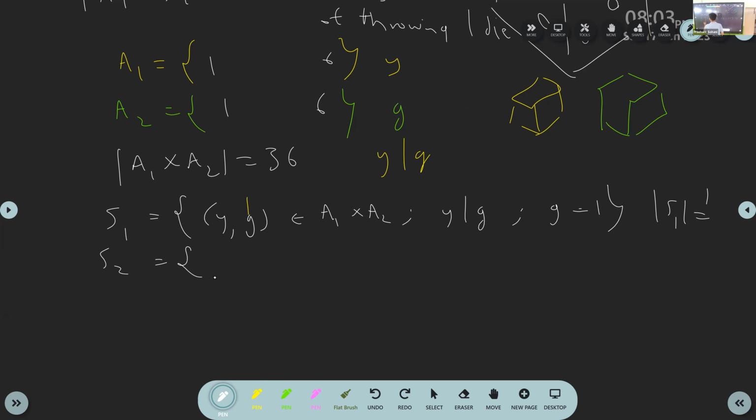Similarly, I can define S2 exactly the same way. The only thing is I say G is 2. So now I'm counting elements of the type something comma 2. How many such elements will I have? 2, because 1 comma 2 and 2 comma 2, right? So S2 has 2 elements. And like that, keep going. So how many elements does each set have? What about S3?